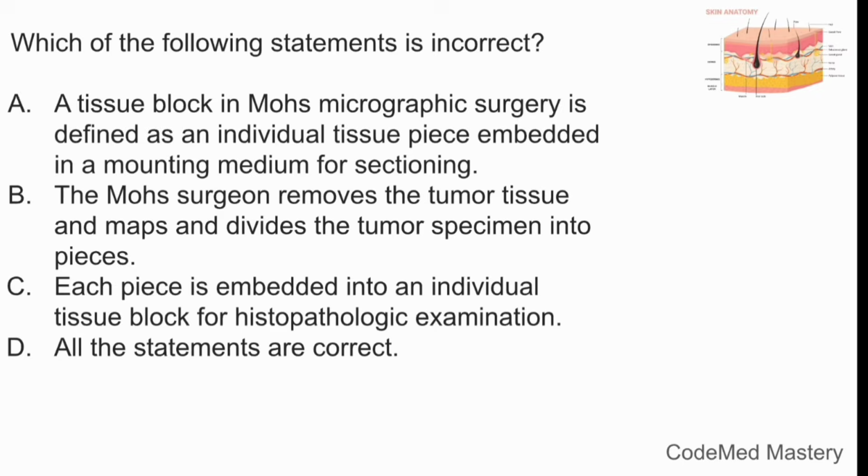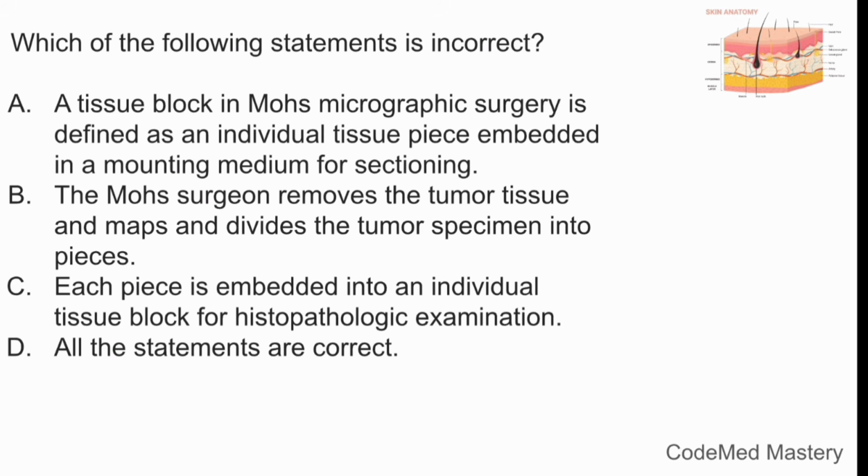Next question. This question is related to guideline. Which of the following statements is incorrect? Option A, tissue block in Mohs micrographic surgery is defined as an individual tissue piece embedded in a mounting medium for sectioning. Option B, the Mohs surgeon removes the tumor tissue and maps and divides the tumor specimen into pieces. Option C, each piece is embedded into an individual tissue block for histopathologic examination. Option D, all the statements are correct.